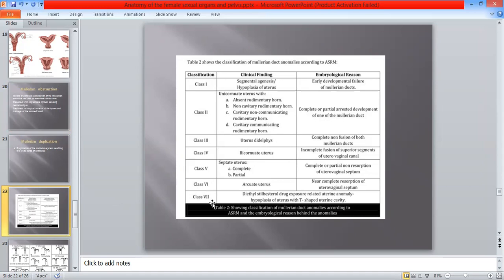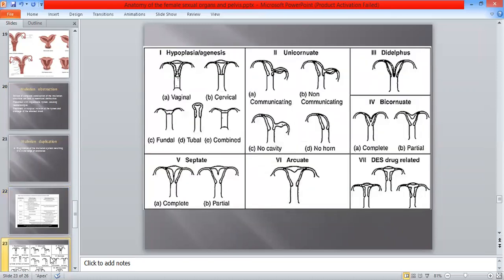In class 7, the uterine cavity is T-shaped and it is mostly due to diethylstilbestrol drug exposure during intrauterine life. And this is the classification which I have showed you in the table.